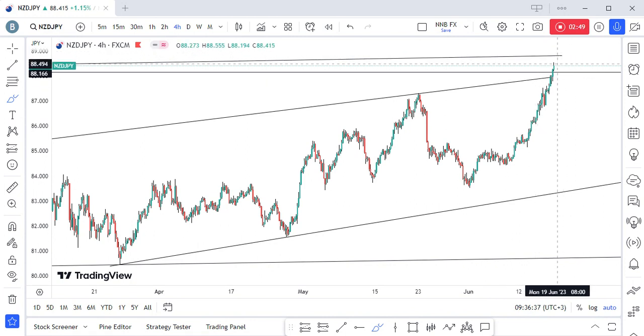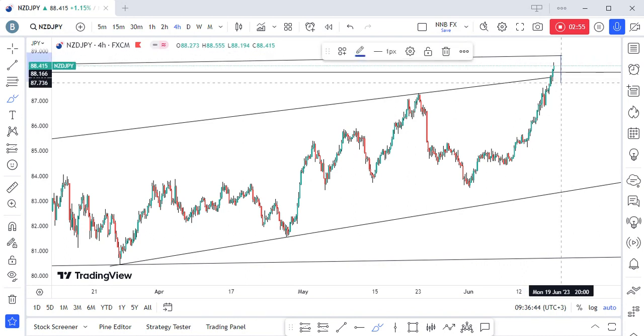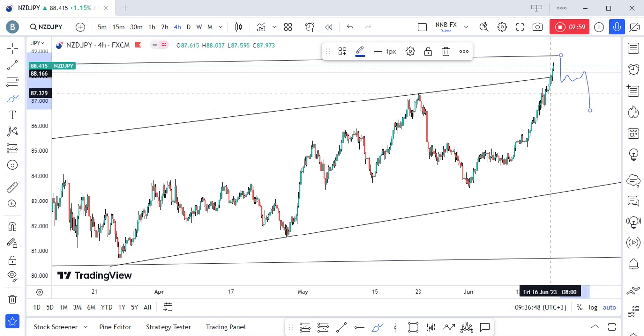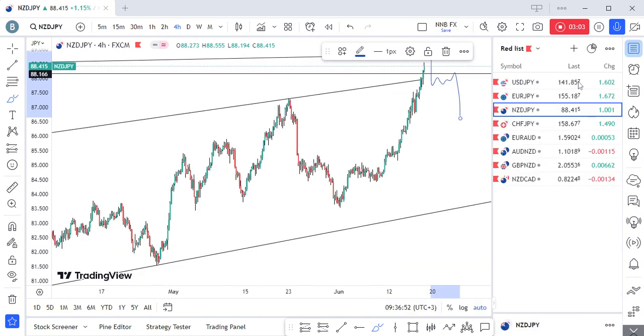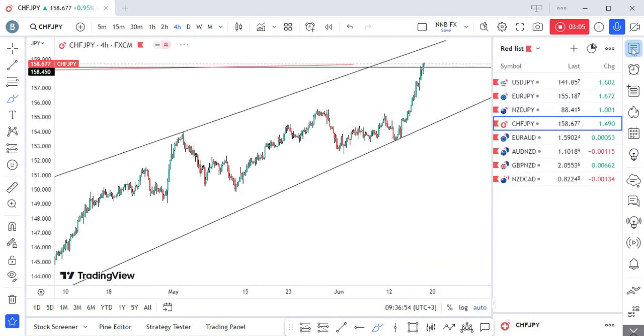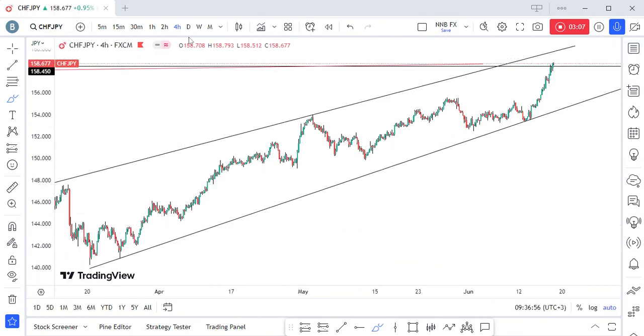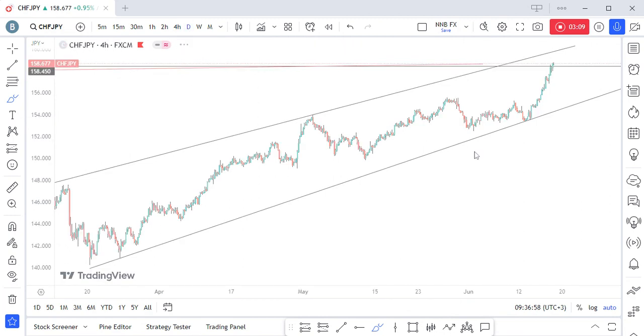If it gets here, it's already impulsing up to those areas, so I'll wait for the market to impulse down, and then if it gives me the first correction after the impulse down, I'll enter on the break of that first correction. The next pair is Swiss franc against the Japanese yen.